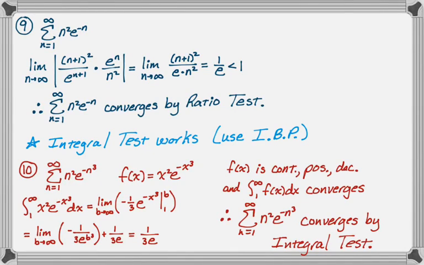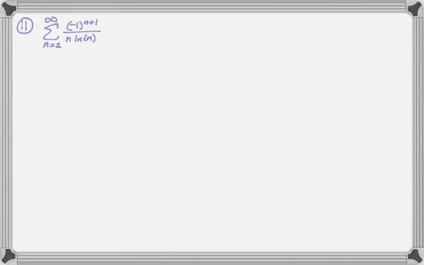Okay, let's take a look at a new problem. So let's say we want to do the sum from 2 to infinity of negative 1 to the n plus 1 over n natural log of n. So this one, if you know the alternating series test, might be the simplest problem that we've done so far.